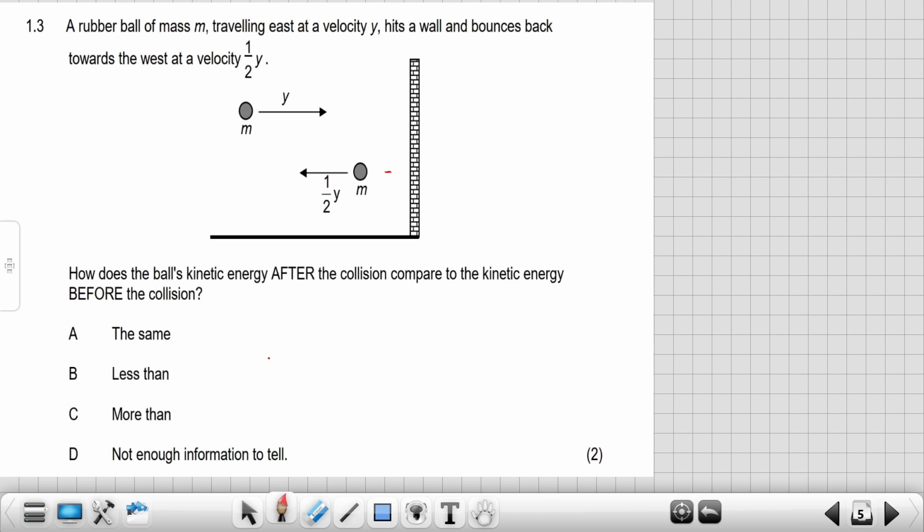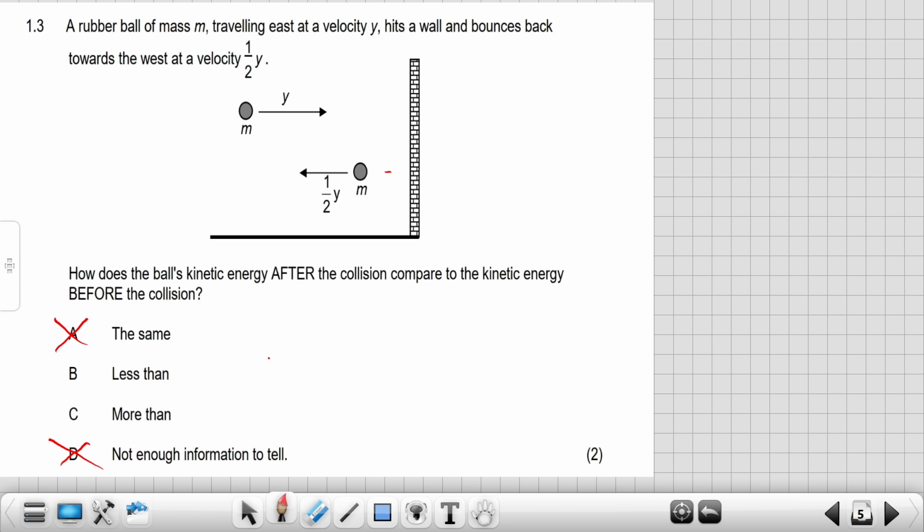I will know that the kinetic energy cannot be the same, because remember, we did say that energy will be lost once we have a collision. Then not enough information to tell also cannot be an option for the correct answer. So I'm left with less than and more than. But knowing the concepts in detail, when I have a collision, I'm going to have a loss in energy. So the correct answer there should be less than. But I'm going now to explain in detail why that should be the reason.